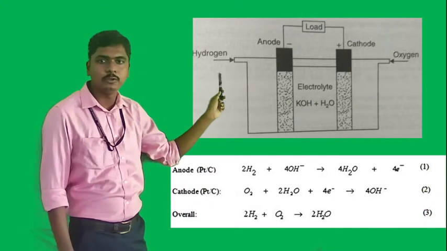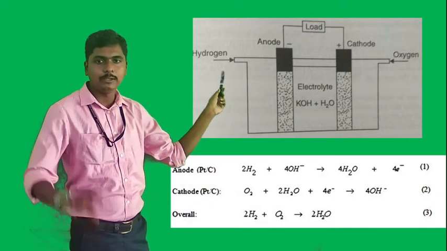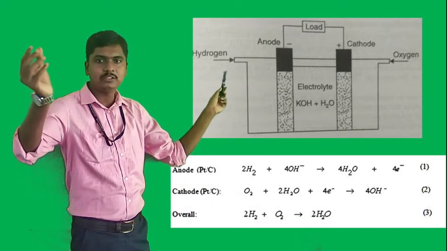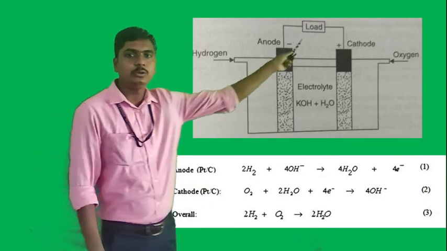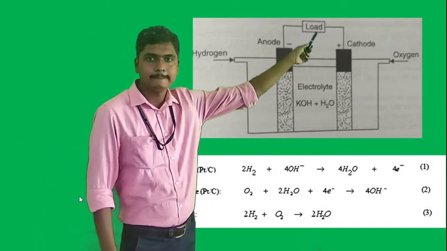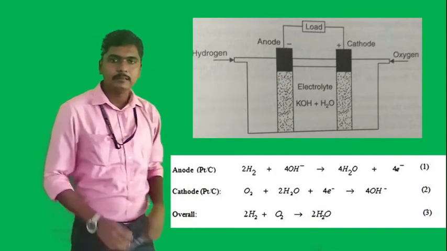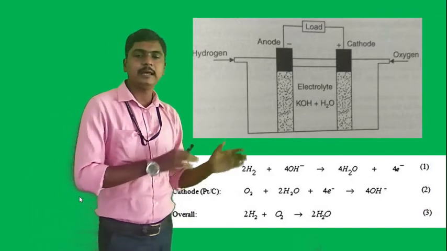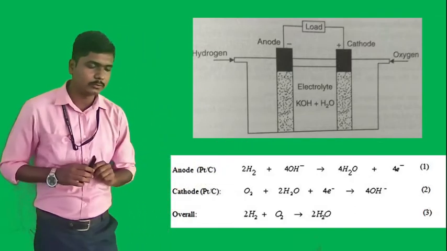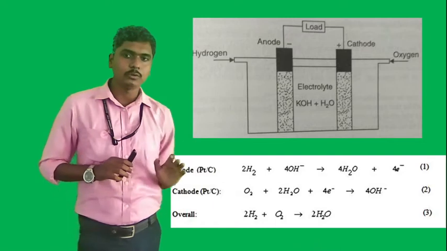Here we have used the fuel, hydrogen fuel, and we have converted the chemical energy of the hydrogen fuel into electricity. Clear? This is the reaction that takes place at the anode. Now coming to the cathode.